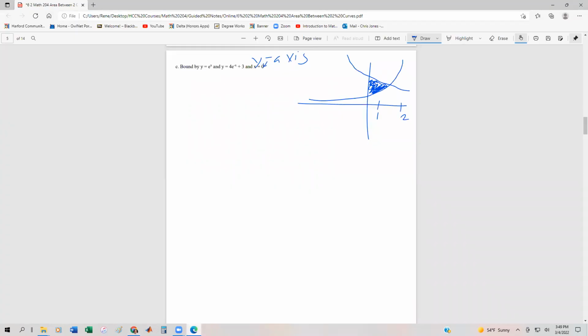So to find the points of intersection, we're going to set the functions equal to one another. That means e to the x is going to be equal to 4e to the negative x plus 3. Now, this type of equation isn't necessarily the easiest one to solve, first of all because we have an e to the x, but moreover, we have an e to the negative x. What we're going to do is multiply everything through by e to the x.